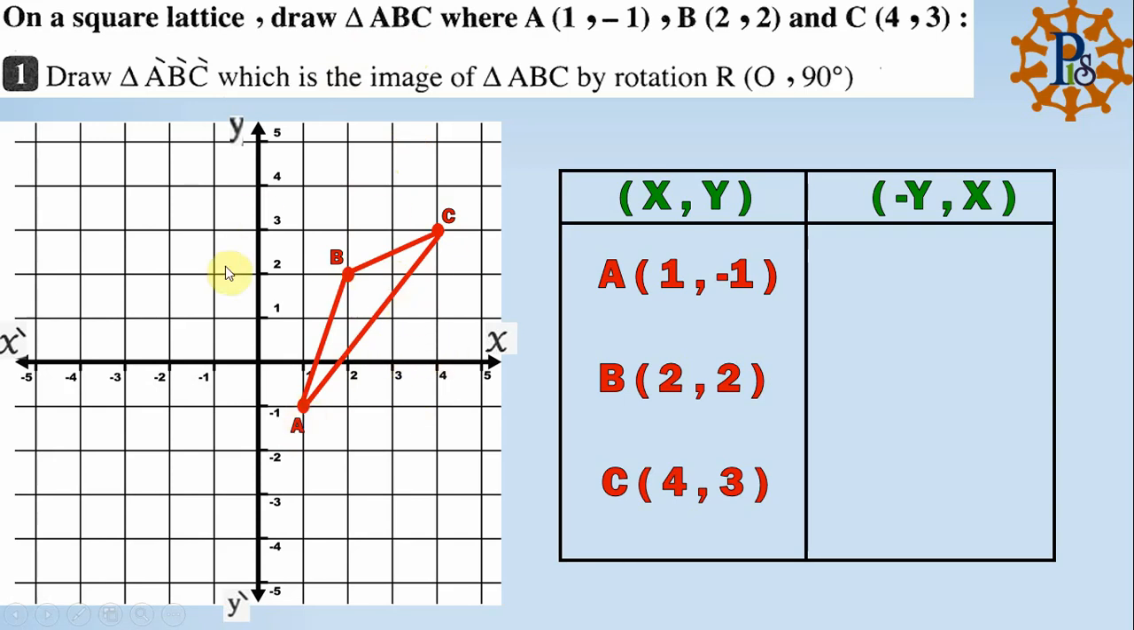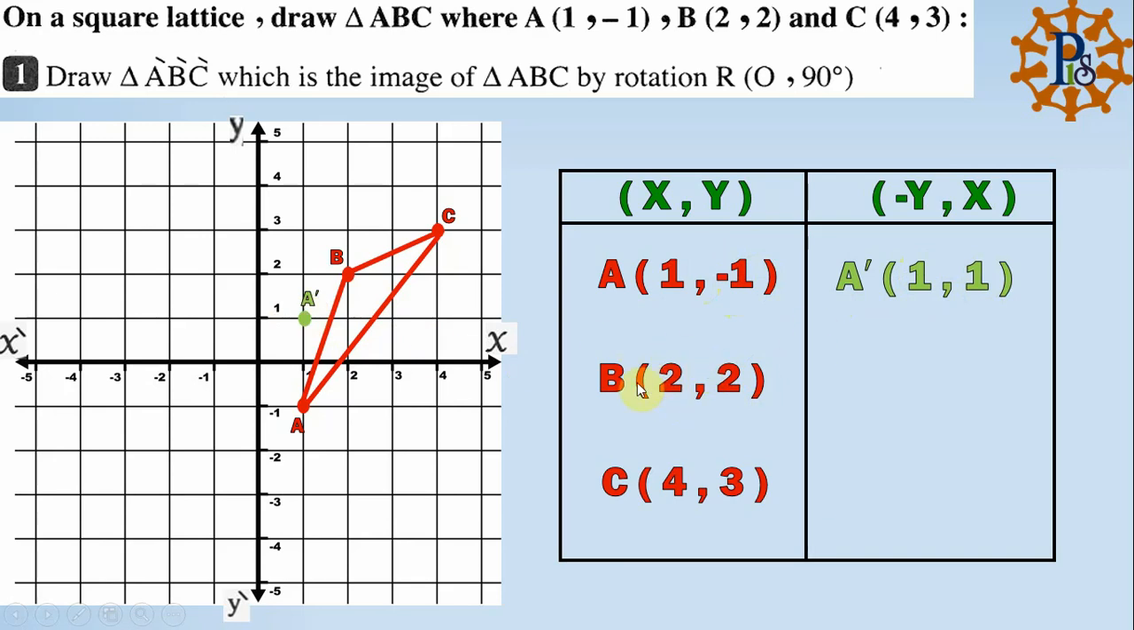To draw the second triangle, we are going to change the points by this rule. We will change the sign of y and cross the places. So negative 1 will be 1 and cross the places. So A dash will be (1, 1). Where do we get this number? We change the sign of this one and cross the places. So (1, 1) will be here, A dash will be here.